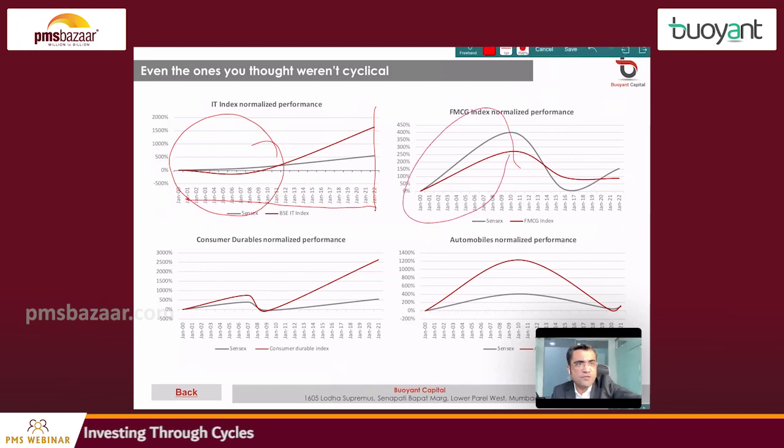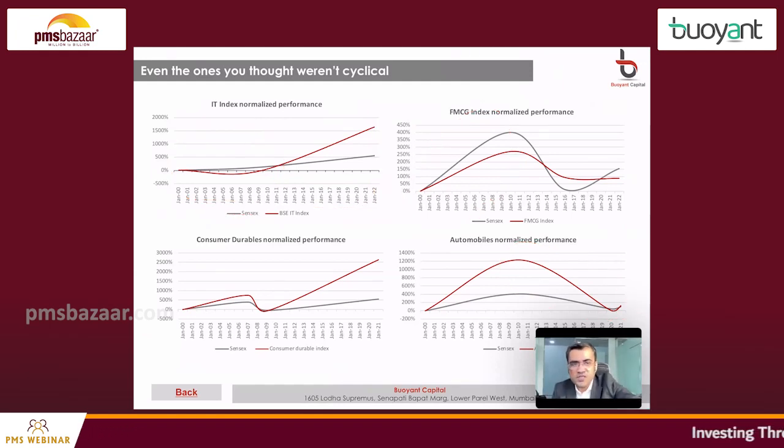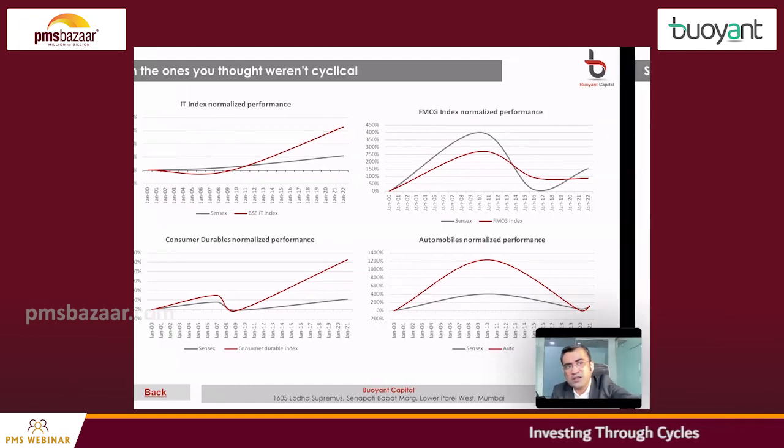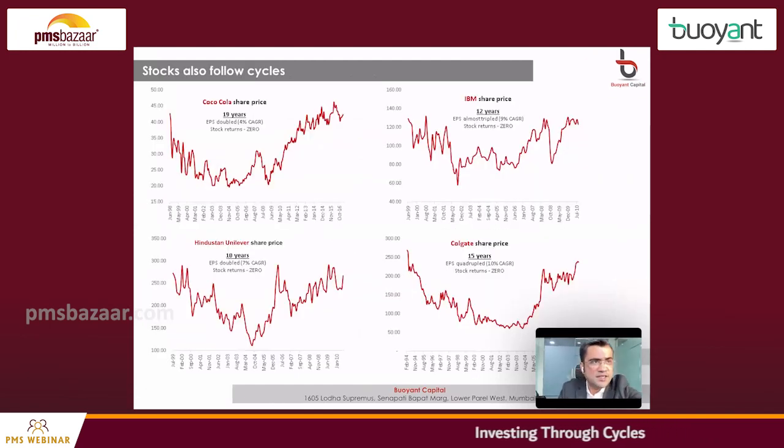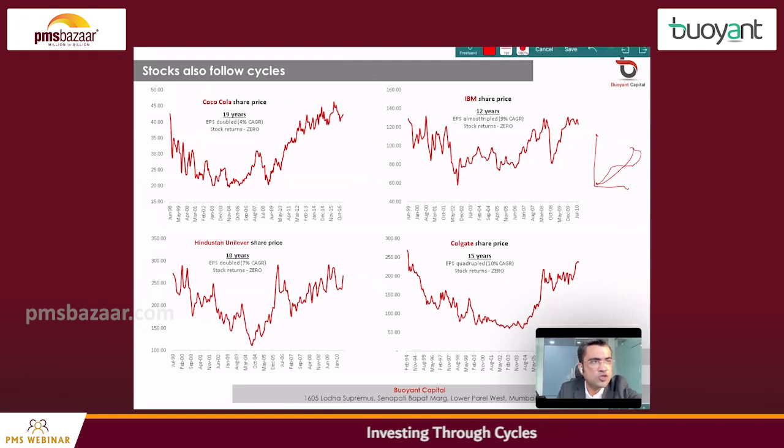FMCG has underperformed for 1 decade out of it. Automobiles is underperforming for the last decade. So essentially, not just cyclical sectors go through these cycles, even sectors which we think are structural undergo cycles as well. The last part is in terms of stocks, and I started the discussion by showing this chart where you see stocks flatline, and this is our attempt at highlighting a few cases where we have seen this flatlining happen.